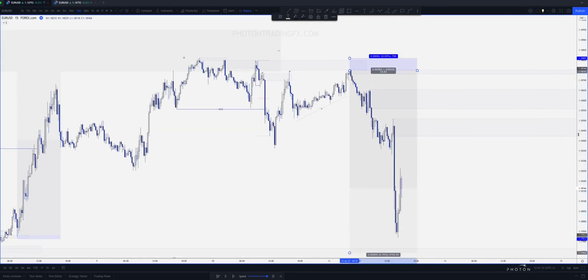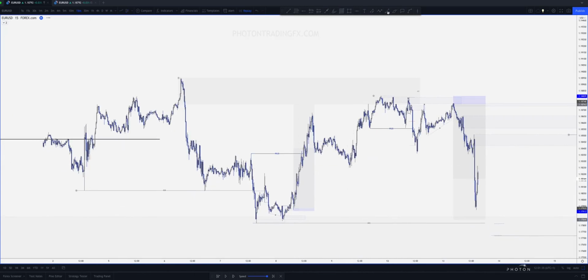Now we're sitting at the top. So what that should tell us is that this 4-hour swing low here has failed to take out the swing high.